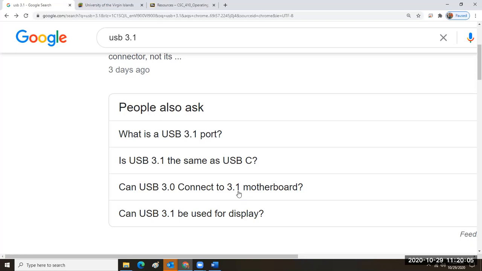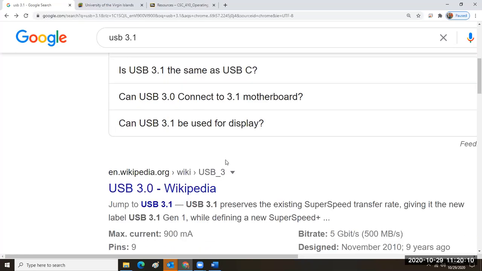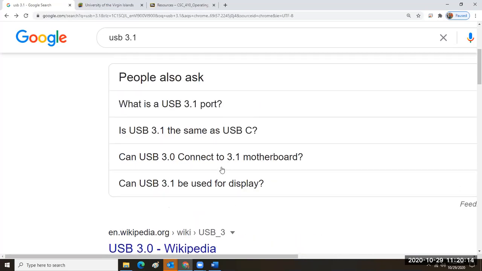Thunderbolt, has anyone heard of Thunderbolt connections? No, I've never heard of it. Okay. Well, there's a similar standard in the Mac world.